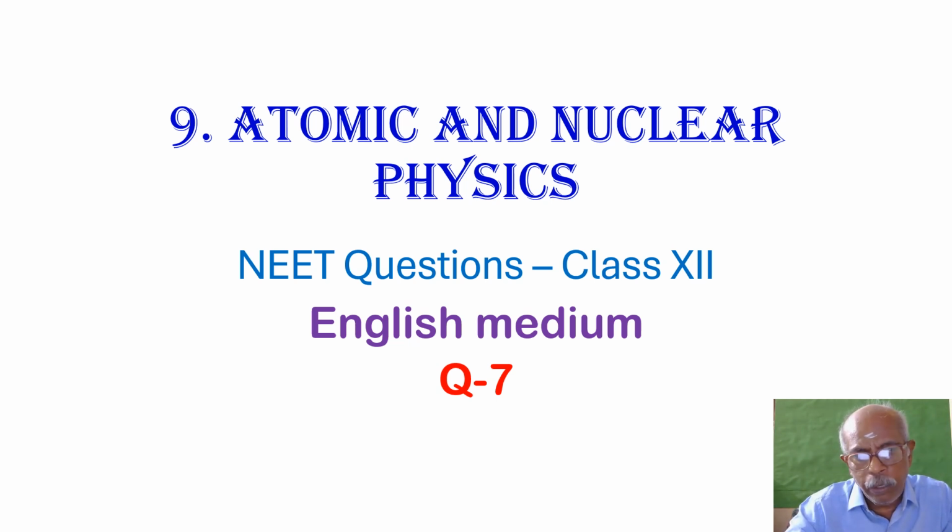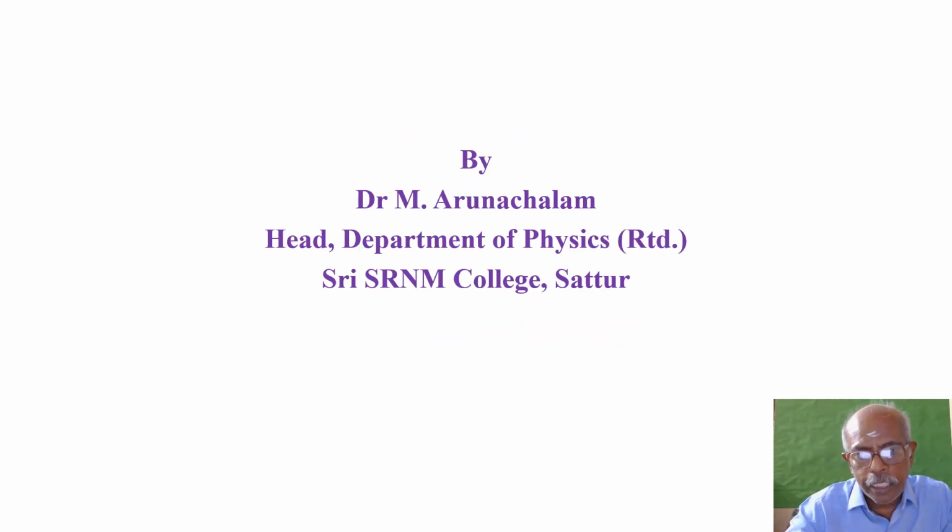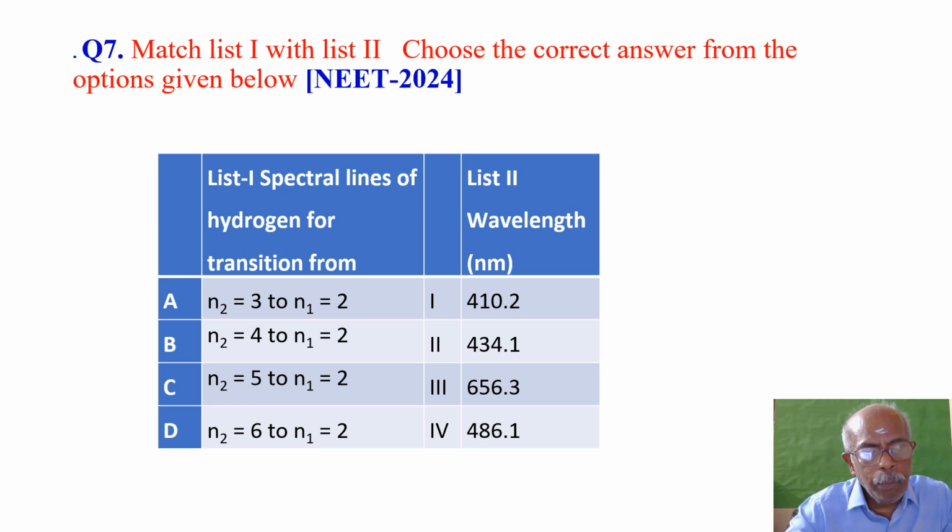In today's video, we are going to see an MCQ in the chapter Atomic and Nuclear Physics. Let us look into the question. Match list 1 with list 2. Choose the correct answer from the options given below. The options are coming in the next slide. This question was asked in the NEET examination in the year 2024.